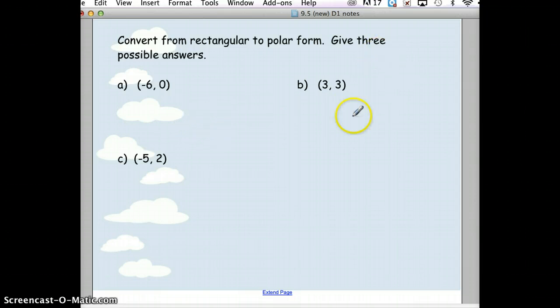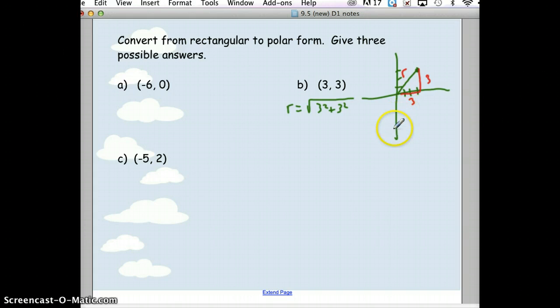Okay, so let's start with 3, 3. So in rectangular coordinates, 3, 3 would be right here. We need the r and we need theta. So r is equal to the square root of 3 squared plus 3 squared. And if you want to think of it, basically we're doing Pythagorean theorem because it's 3 over and 3 up, and we're trying to find the hypotenuse, which is r.